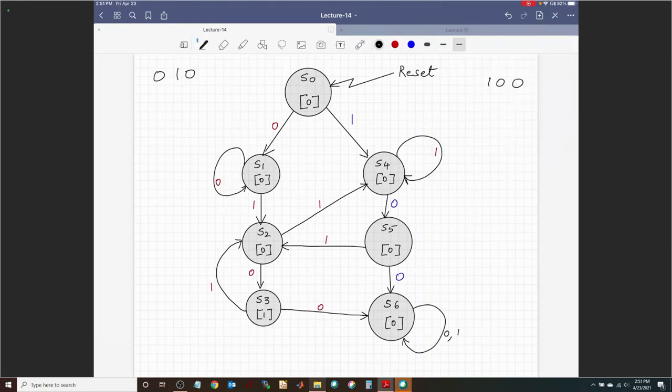Let me do it this way. Questions about how we drew the state transition diagram? That's right, we'll go to the state transition table. Which one, symbolic or encoded?